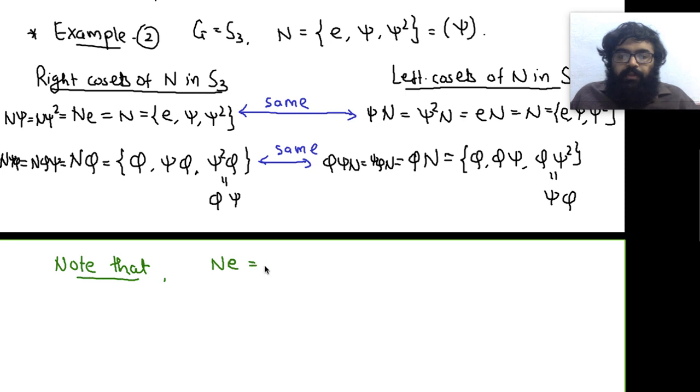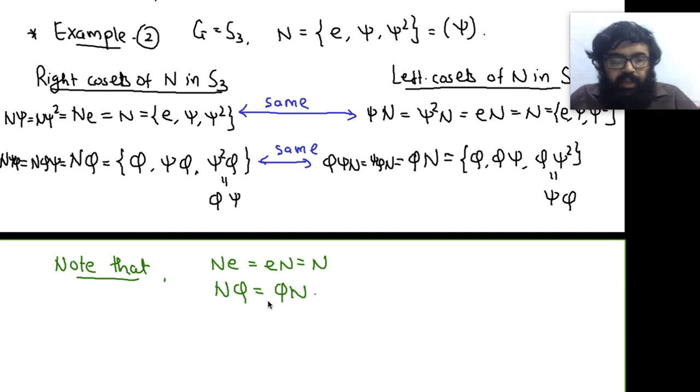of course, N e equals e N equals N. So first, it is going to be same in all cases. And then we have N phi equals phi N. So all right cosets of N in S3 are also left cosets. So now we have seen three things.